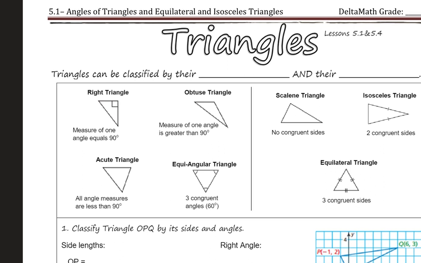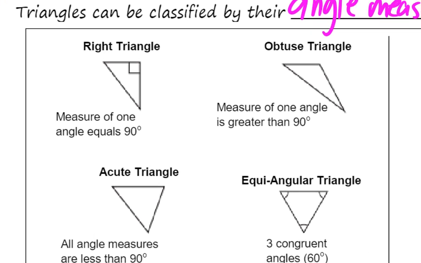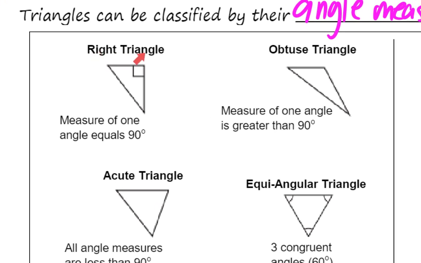So triangles can be classified by their blank and their blank. What do you think? By their angle measures, and their side lengths. Okay, so I'm sure you've heard most of these terms before, but we're going to go into more in depth and a better application of it today.